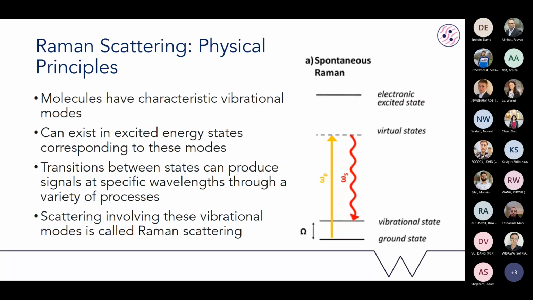So I'm going to talk here about a technique called Raman microscopy. The physical principles I'll go through first of all. Molecules have characteristic vibrational modes which depend on their chemical structure, and they can exist in excited energy states corresponding to these modes. Transitions between these states and the ground state can produce signals at particular characteristic wavelengths for a given type of molecule.